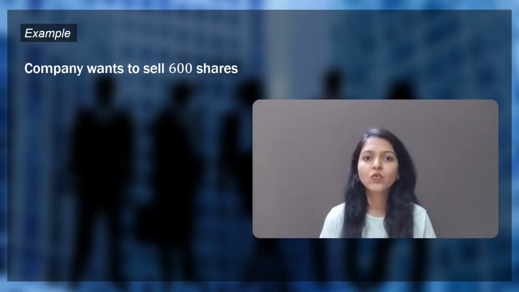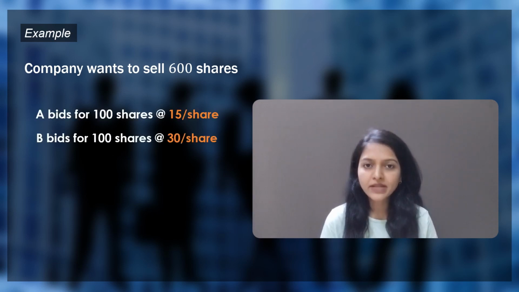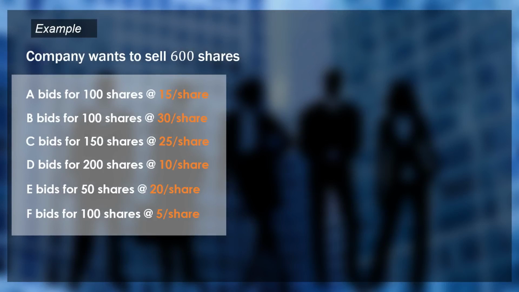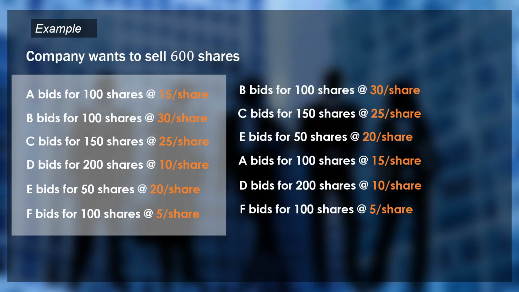Suppose a company A wants to sell 600 shares. So it has asked investors to bid for the shares and has received 6 bids. Now this is the bidding scenario. Let's arrange them from higher price to lower. We know that the company wants to sell 600 shares.